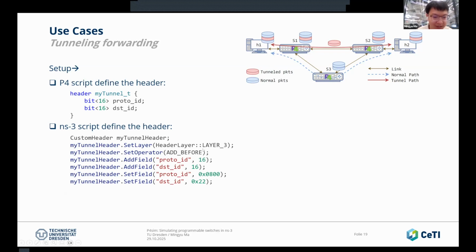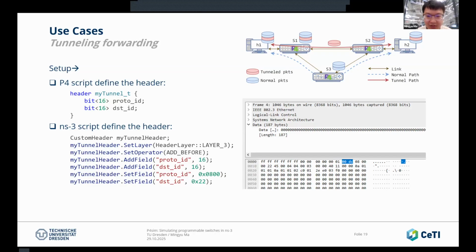Briefly, it sets the field values to send, and that also tells the receiver how to receive. Normal traffic will be transferred through S1 to S3 and then to S2. If we detect the tunneling headers, it will forward directly between S1 and S2, like tunnel packets.